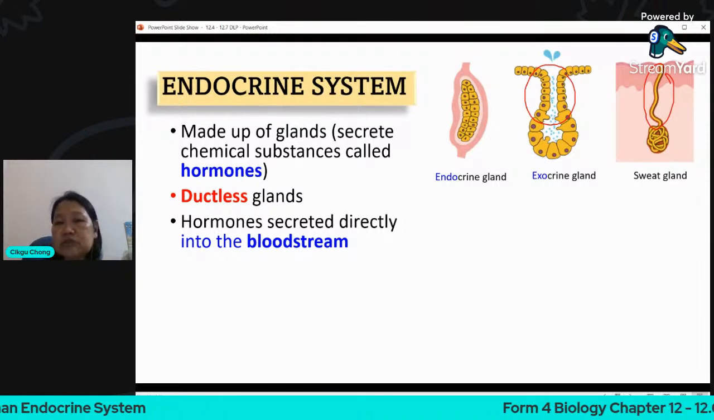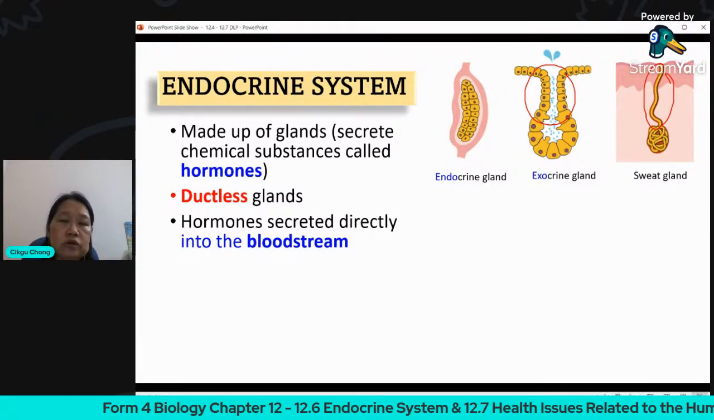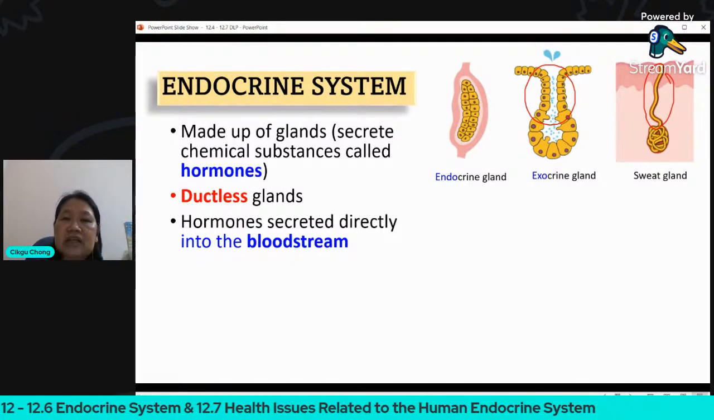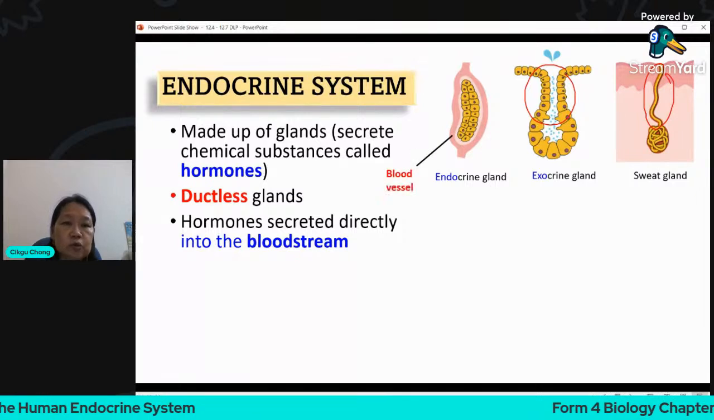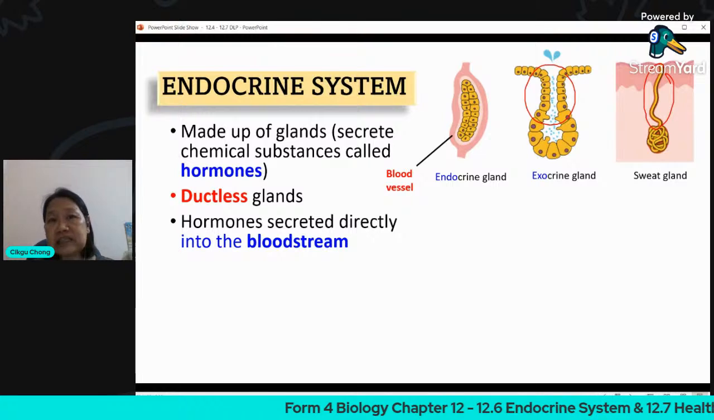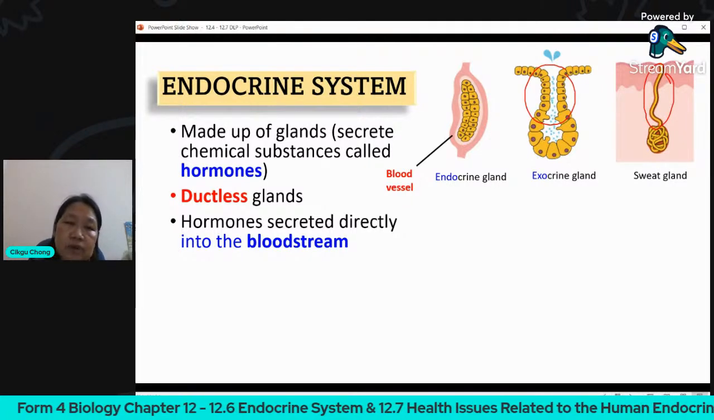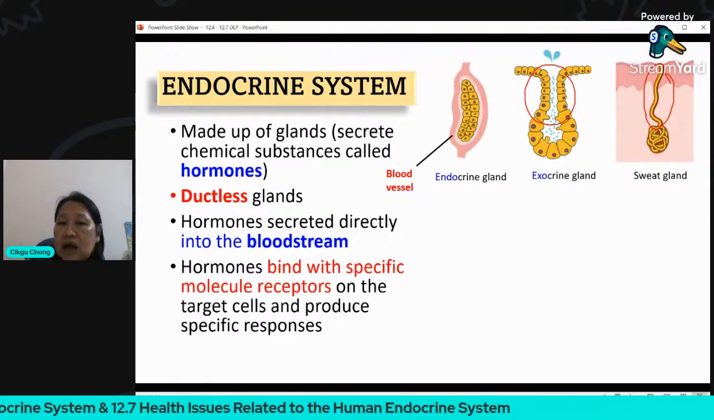It doesn't have a special tube that carries the hormone to specific places. They make use of the blood vessels. So the hormone is released directly into the bloodstream, and the blood will carry it everywhere in the body where it is needed. That is one important characteristic of the endocrine system that you need to remember: no ducts, and the hormone is released directly into the bloodstream. And how does it work?